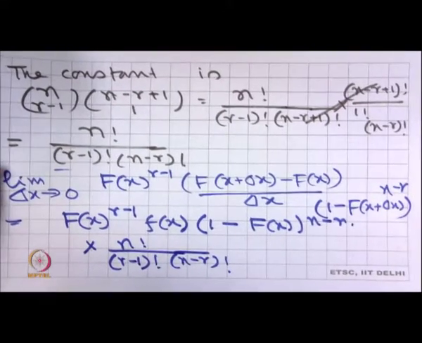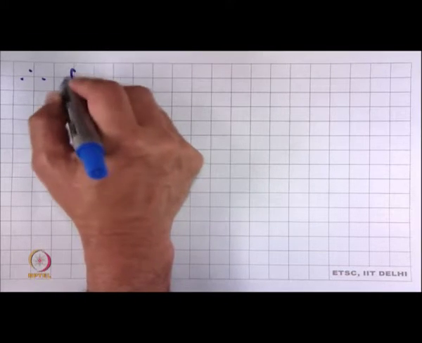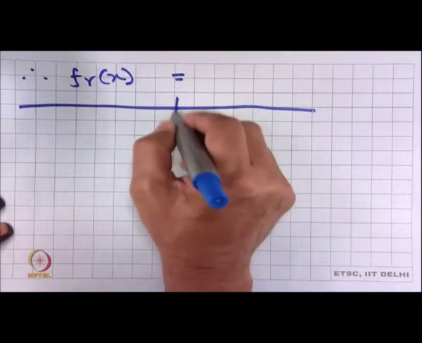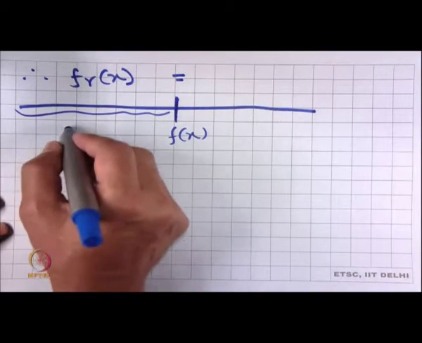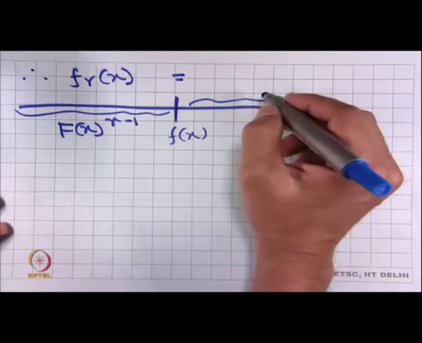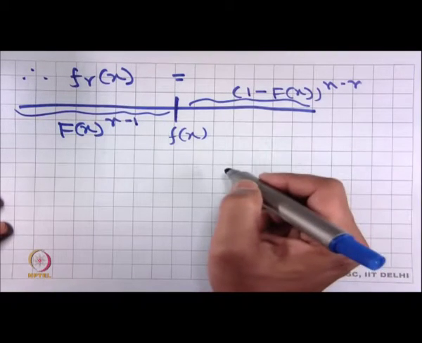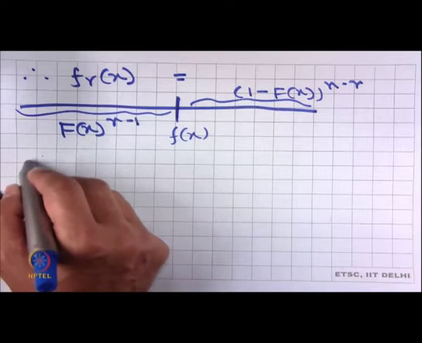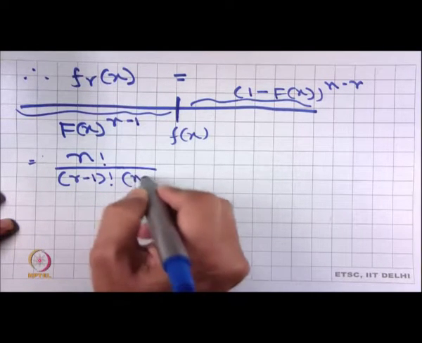Therefore, how do you remember this? It is very simple. So, f_r(x) is equal to, if this is x, we are putting 1 here with f(x). In this part there are r minus 1, that is giving me F(x) to the power r minus 1. In this part there are n minus r, so that is giving me [1 minus F(x)] whole to the power n minus r, and the whole thing will be multiplied by the constant, which is factorial n upon factorial r minus 1 into factorial n minus r.